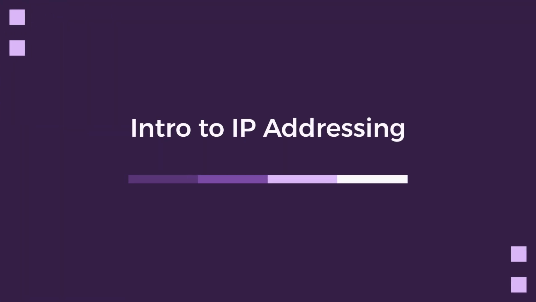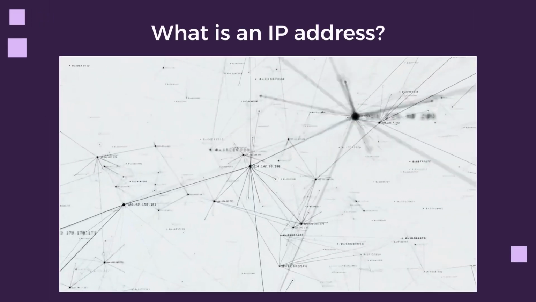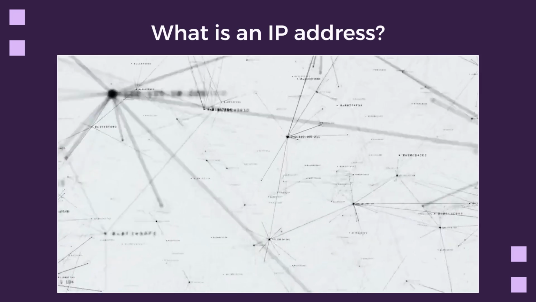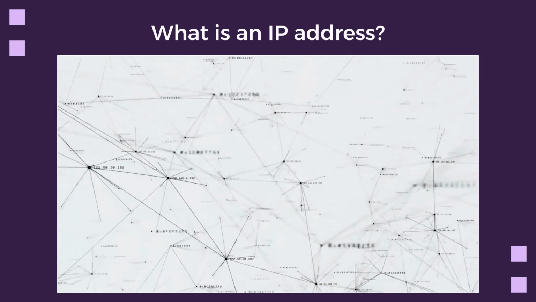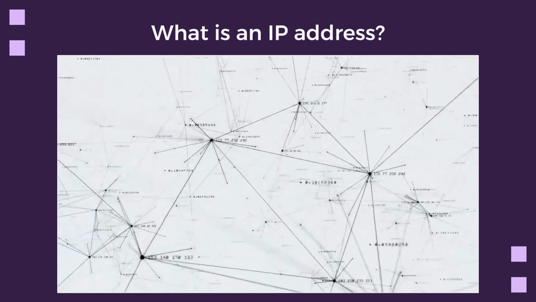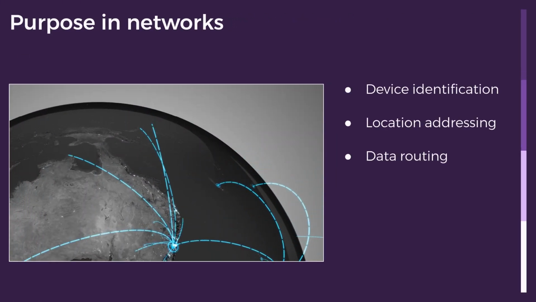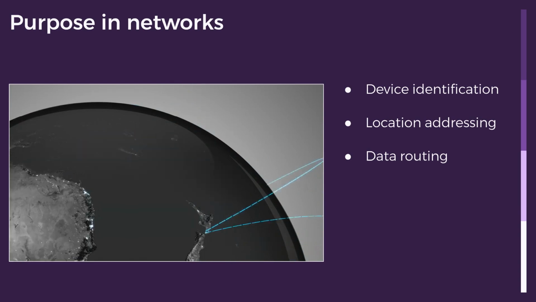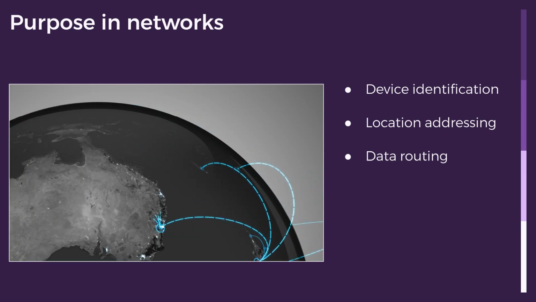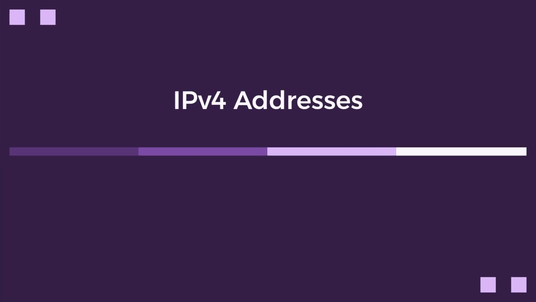Let's start with an introduction to IP addressing and why it's so crucial in our digital world. An IP address is a numerical label assigned to each device connected to a computer network that uses the Internet Protocol for communication. Its primary purposes are host or network interface identification and location addressing, allowing data to be sent to the correct destination.